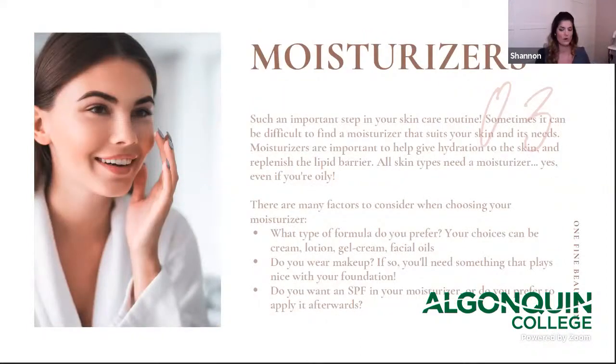Moisturizers. Okay, so super important step. And sometimes it can be difficult to find the right one. Sometimes they might be too greasy. Sometimes they're not hydrating enough. But we really want our moisturizers to give us a nice dose of hydration, a big drink of water, and help to replenish the lipid barrier. So that's the barrier that obviously has all the natural oils in our skin. So all skin types need a moisturizer, even if you're oily, because everybody needs water. You might not need oil, you might not need lipids too much in your moisturizer if you are oily, but you definitely need water. And that's actually going to help to alleviate your oily skin because it's going to put your skin more in balance, which is what we want.